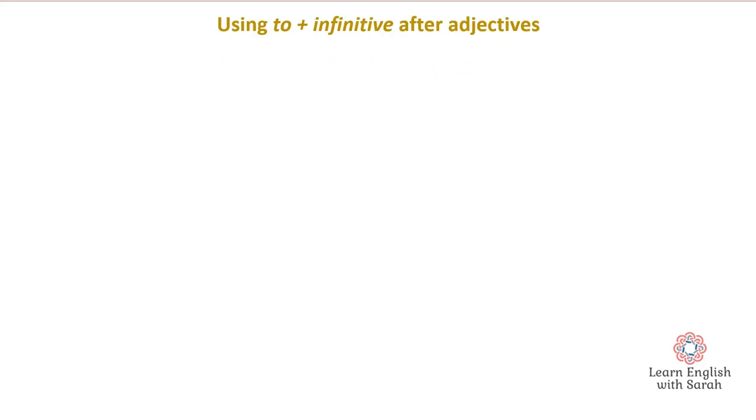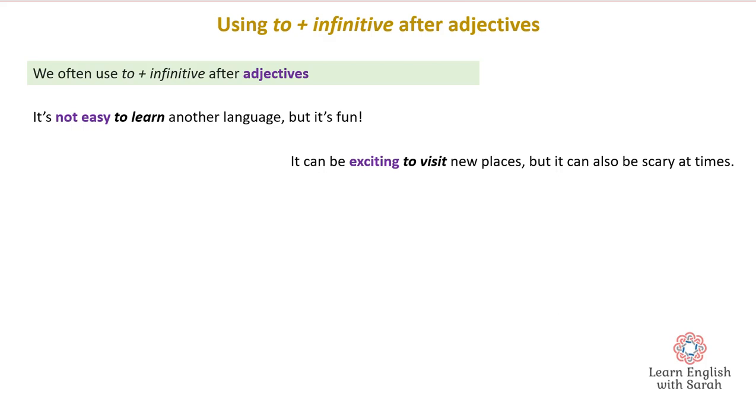Alright, so let's go straight on to looking at to infinitives after adjectives. You'll notice again the word often here. So this is not a 100% rule, but it is a good and useful guideline. So here's a couple of examples. It's not easy to learn a language, but it's fun. It can be exciting to visit new places, but it can also be scary at times. So purple words are the adjectives, and as you can see, they're followed by the to infinitive.